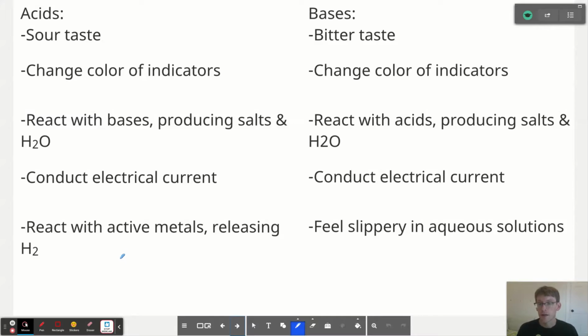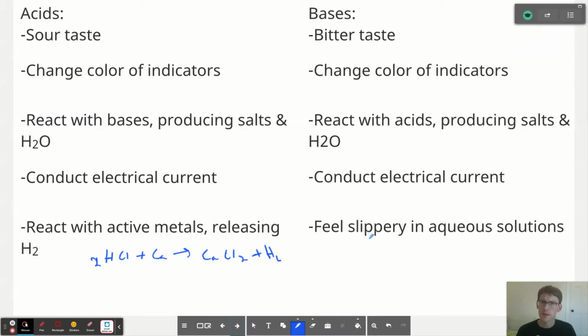You've seen single replacement reactions where, say, HCl, maybe two HCl's plus calcium metal, for example, yielding calcium chloride plus hydrogen gas. Bases don't react with active metals to release H2. They will, on the other hand, feel very slippery in aqueous solutions, which is actually one of the reasons why soap will feel slippery, because soap is basic.